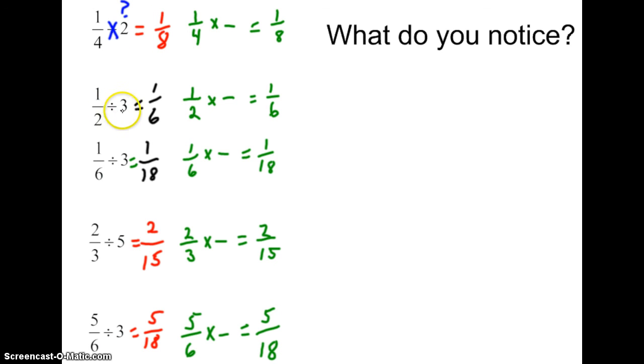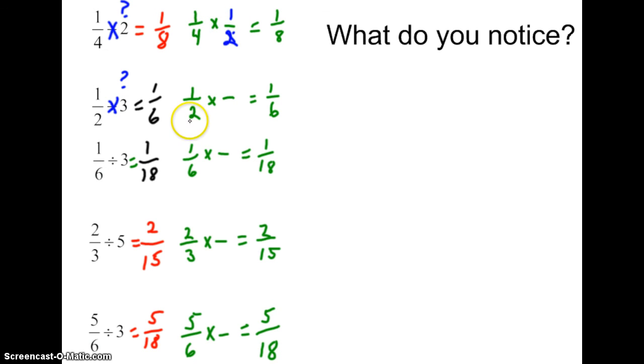How about here? 1/2 divided by 3 equals 1/6. Well, we're asking ourselves, if 1/6 times 3 equals 1/2, 1/2 times some number will equal 1/6. So if we change this to 1/2 times, and we'll put a question mark up here. So now let's take a look at this. For 1/4, we have to multiply by what to get to 8? Well, we would multiply it by 2. And here, 1 times what number would equal 1? Well, that would be 1.